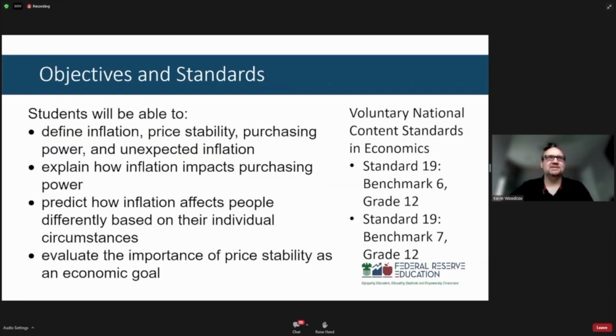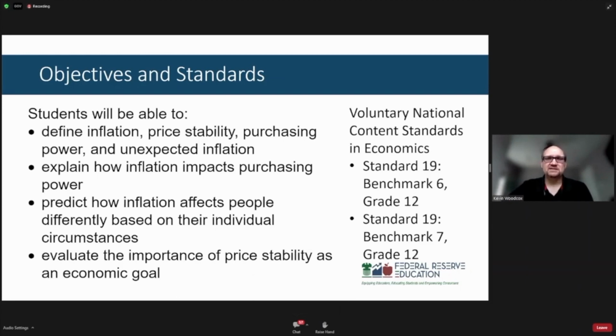Obviously, the lesson does have objectives and standards, as all good lessons should. So we want to obviously have students define some key terms, explain how inflation affects their purchasing power, what inflation is and how you might be able to predict it and make decisions and feel the consequences of inflation's effects on us. Evaluate why price stability is an economic goal in the first place.